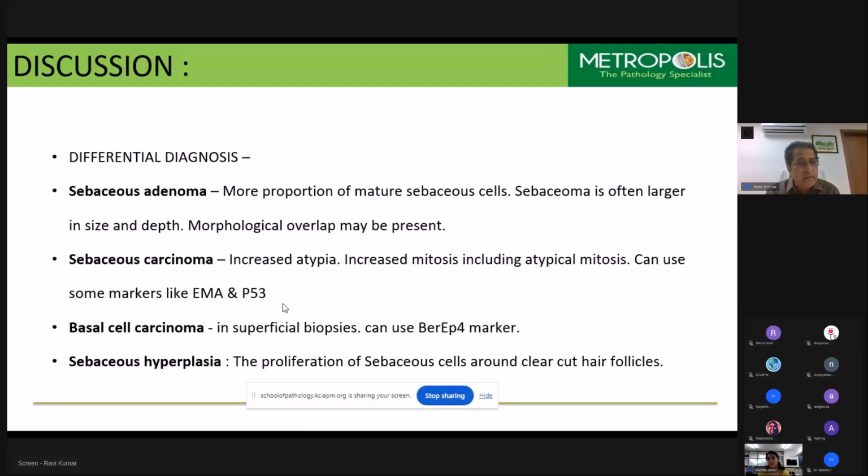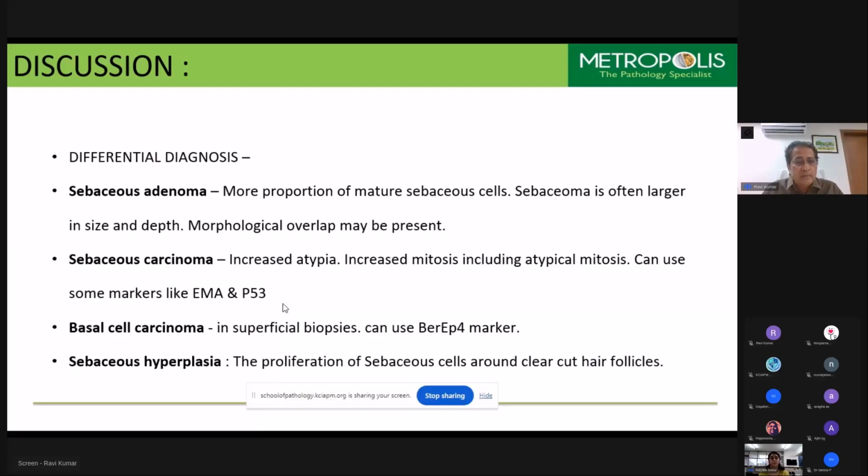What is the distribution of sebaceous cells? The distribution of sebaceous cells in basal cell carcinoma is only very focal. It's not distributed all over the tumor, like what you see in a sebaceous adenoma or sebaceoma. That is one important part. And sometimes, in basal cell carcinoma, you also see a little amount of mitotic activity. These are a few points where you can differentiate. But if you really want to make a diagnosis with immunohistochemistry, you can use the BER-EP4 marker. It's very specific for basal cell carcinomas.